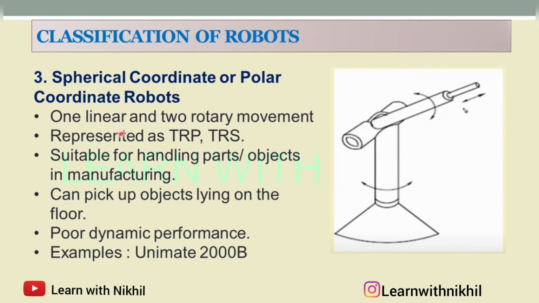So it has one linear and two rotary movements. This is one linear, this is one rotary, this is one rotary. Represented as TRP, that is twisting, rotary, prismatic, or twisting, rotary, sliding. Suitable for handling parts and objects in manufacturing, can pick up objects lying on the floor. Poor dynamic performance. Example: Unimate 2000B is this type of robot.